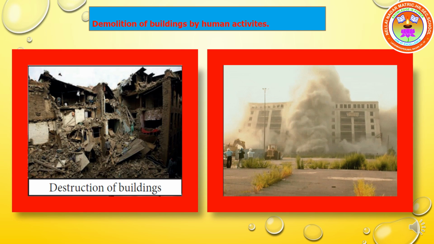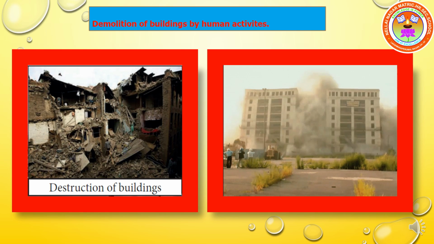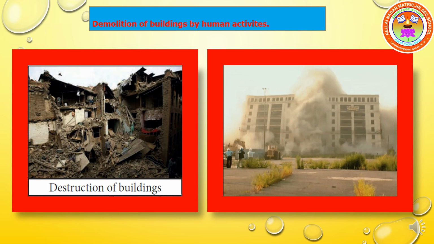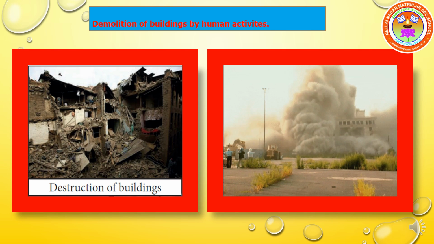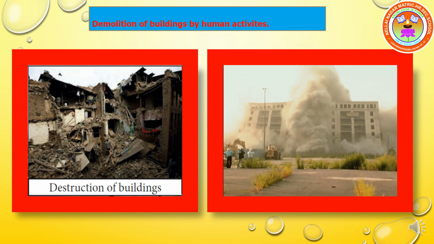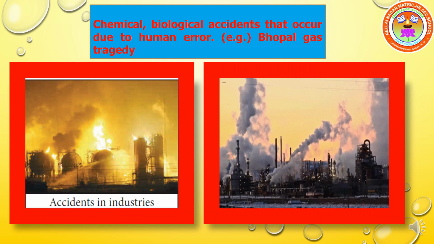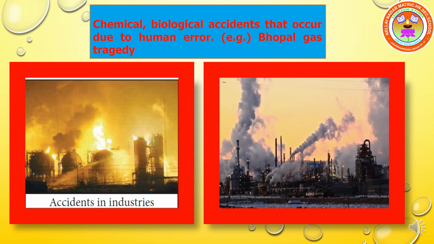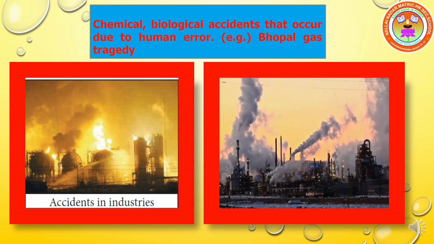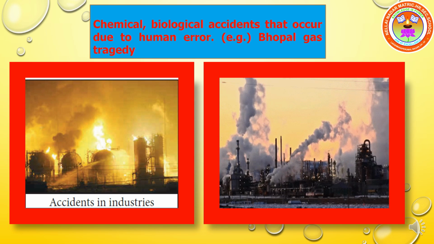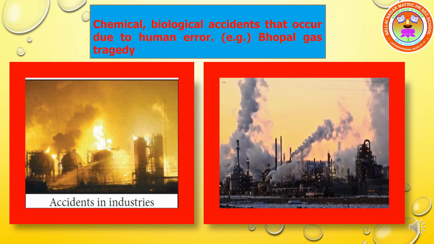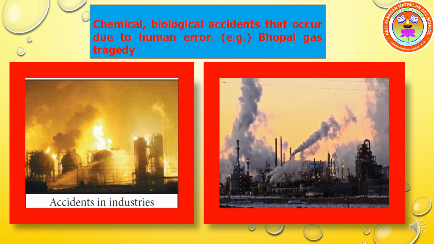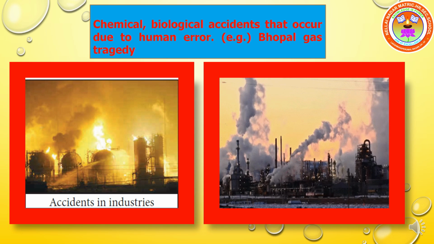Next one is destruction of buildings. Destruction of buildings means demolition of buildings by human activities. This also occurs due to human error. Next man-made disaster is accident in industries. This also occurs due to human error. For example, chemical, biological accidents that occur due to human error. Example, Bhopal gas tragedy. This happened during the year 1984. Is it clear, children?